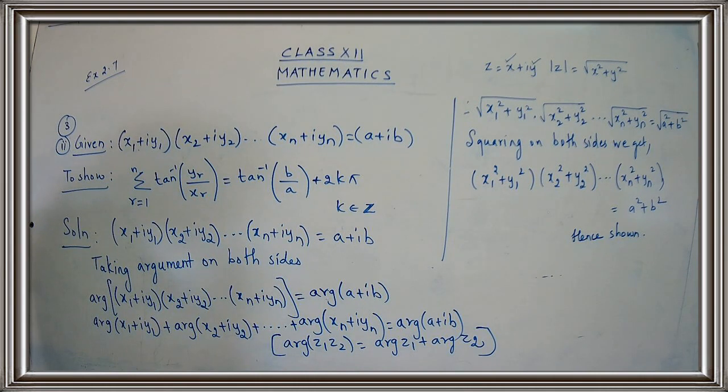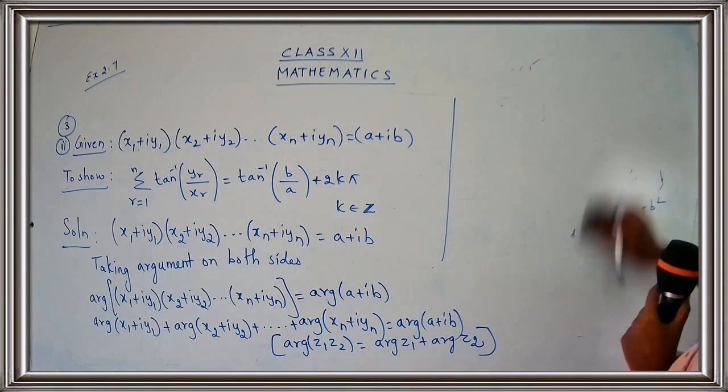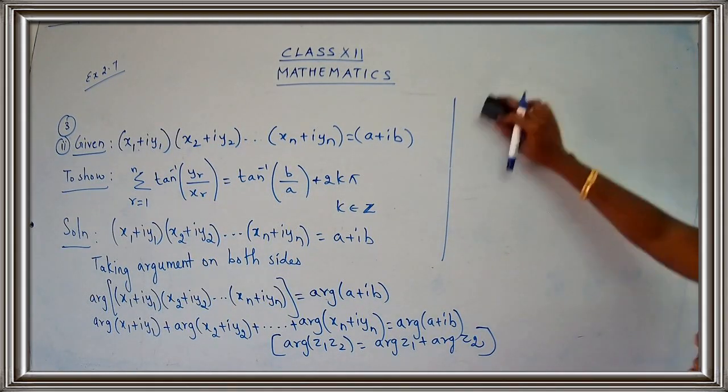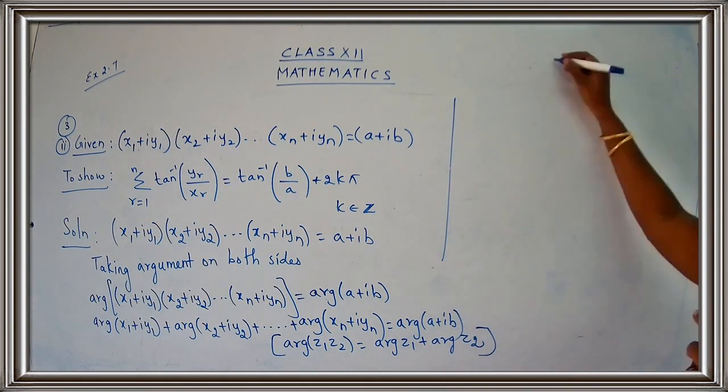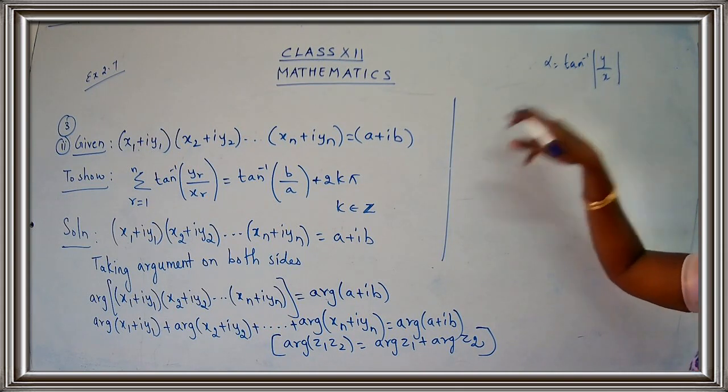Okay, now we are going to move ahead. Now we are going to apply the formula of argument. In the previous case we applied the formula for modulus. Similarly, here we are going to apply the formula for argument. What is the formula for argument? You have to use the formula for alpha, children. What was the formula for alpha? Tan inverse mod of y by x. Do you remember that formula? Alpha is equal to tan inverse mod of y by x. Similarly, you are going to use this formula over here.